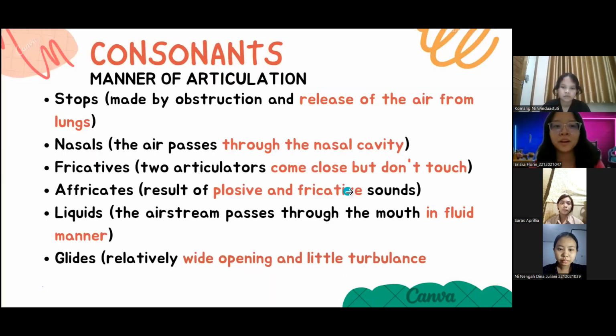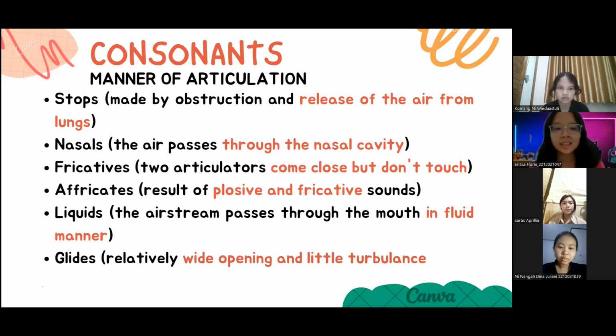Okay, for the next is the manner of articulation. There are 6 manners of articulation. That is stops, or you can call it plosive. That means sounds made by obstruction and release of the air from the lungs. And next, there are nasals, that is sounds you produce when the air passes through the nasal cavity. And the third one is fricatives. This sound is made with two articulators that come close but don't touch.